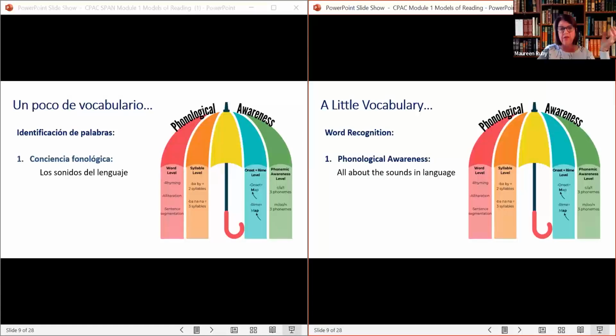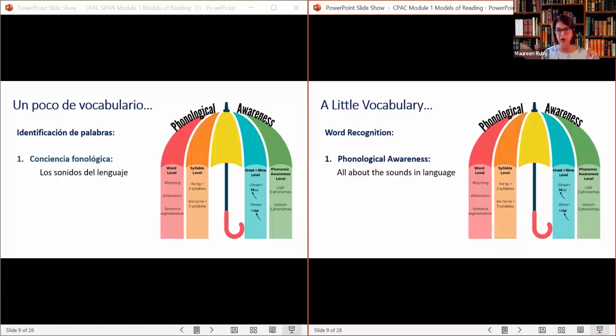So word recognition, phonological awareness. Phonological, think about phono, like phone, like hearing, like sound. So phonological awareness is all about the sounds in language. Different languages have their own sounds. In the English language, we probably have one of the more complex sound systems when we start to figure out how we're going to represent those sounds in our writing. But basically, we can think about phonological awareness as having the word level.